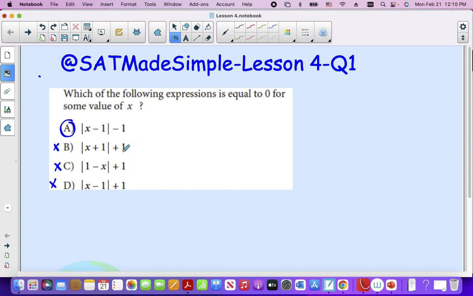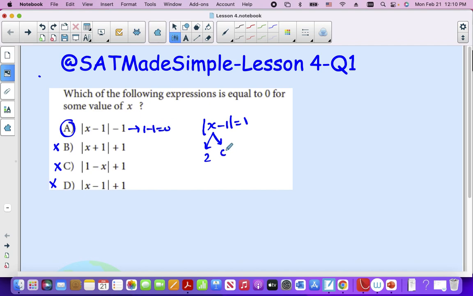Positive plus positive will not produce a zero. It has to be an additive inverse of -1. So I need the absolute value of x minus 1 to equal 1. Two values of x can produce that. If x is equal to 2, 2 minus 1 is 1, the absolute value of 1 is 1, and that will give me 1 minus 1, which is 0.